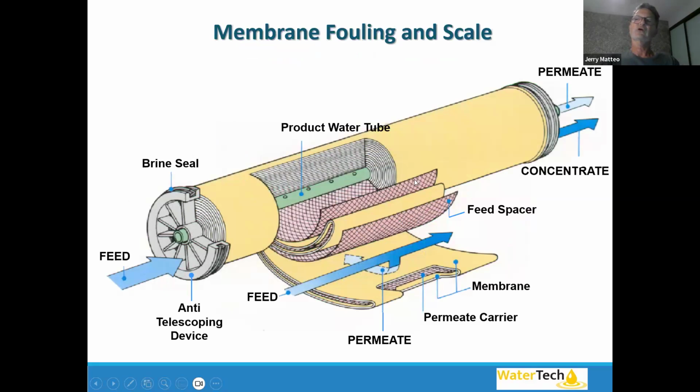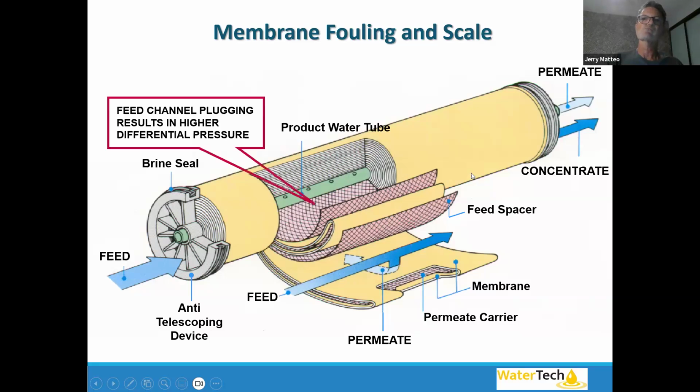This is a little bit more realistic of what a membrane looks like. Again, we've got our feed water coming in here. We're going to have this cross flow filtration where our permeate goes through the membrane and down around to the center tube, and our concentrated stream with all the dissolved solids just keeps on passing through.